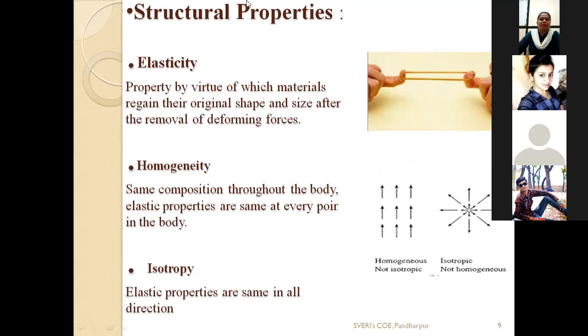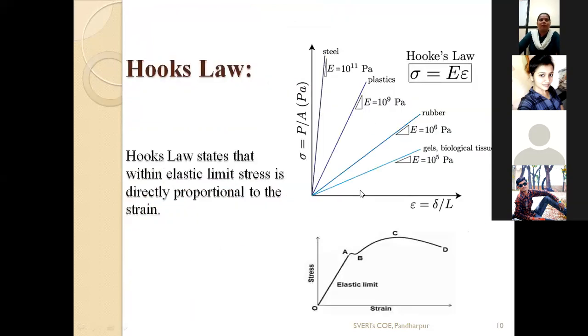Those four properties are the structural properties: elasticity, homogeneity, isotropy, and anisotropy. Elasticity means the material goes through deformation; a material in which deformation occurs is called elastic. Homogeneity means elastic properties are the same at every point. Isotropy means elastic properties are the same in every direction. Okay, now we will move towards the next point.